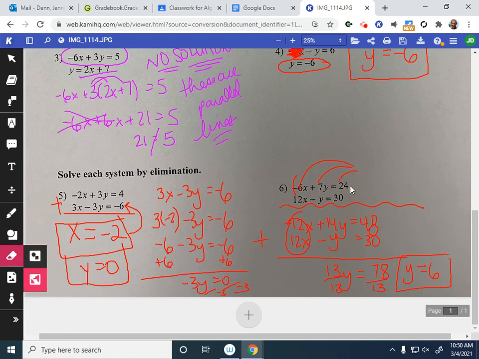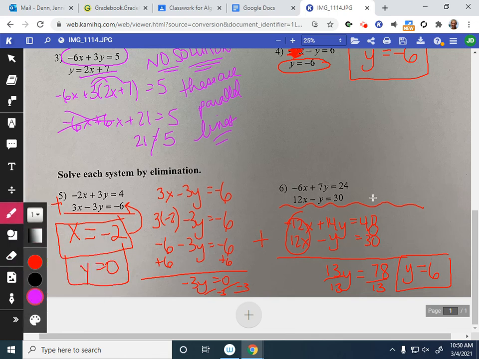I'm going to go back and plug that into one of the original equations. It doesn't matter which one. So I'm going to plug it into this. It's just a little less work because the y doesn't have a coefficient other than that negative. So I'm going to have 12x minus y, which is 6, equals 30. So 12x equals 36. When I add 6 to both sides, x equals 3. So there's my answer. X is 3 and y is 6.